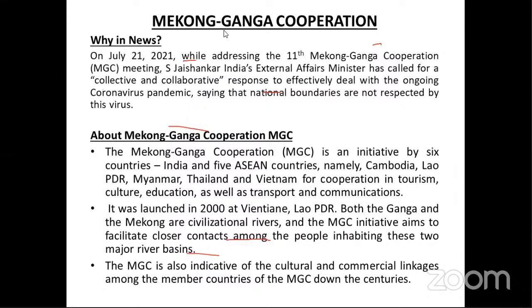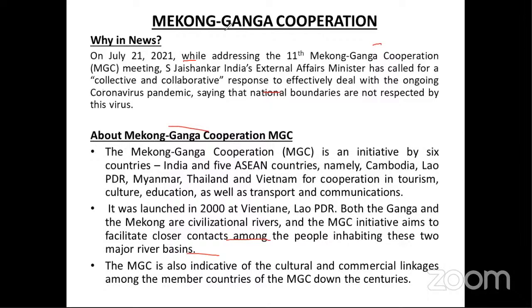So because of this, the news was in the headlines. But see, this is the UPSC. UPSC will not ask a question about why Mekong-Ganga Cooperation was in the news recently. They can ask you a question about the Mekong-Ganga Cooperation itself.